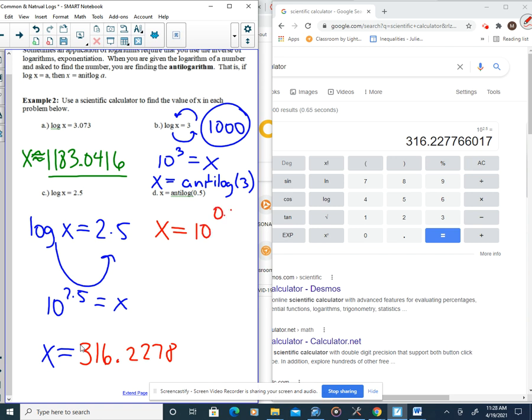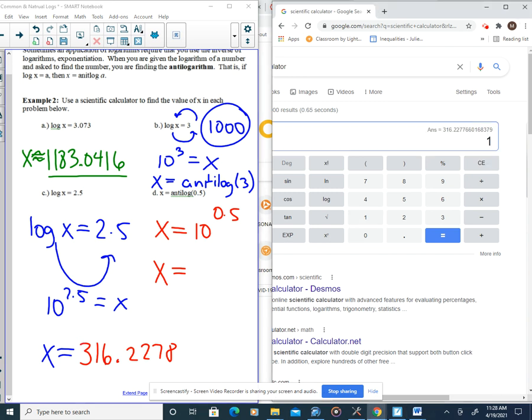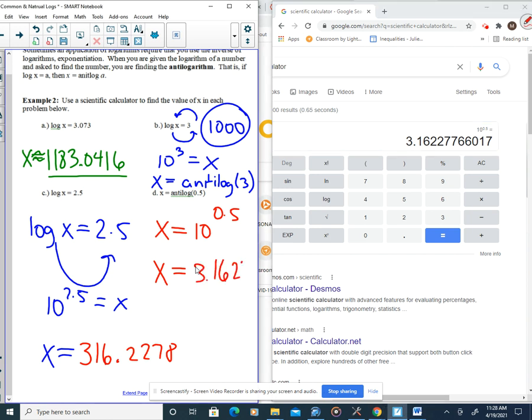And again, if I type in anti-log, that just means x is equal to 10 to the 0.5 power. So what does x equal on D? 10 to the 0.5 power is 3.1623. So that's common logarithm. You're going to be practicing that on your assignment today. You really don't need to show much work because the calculator does all the work for you.